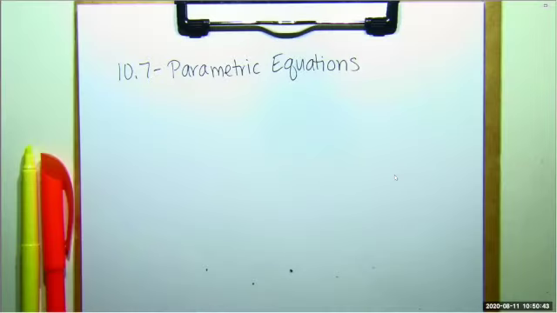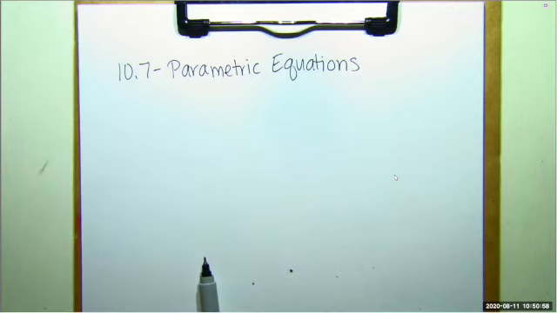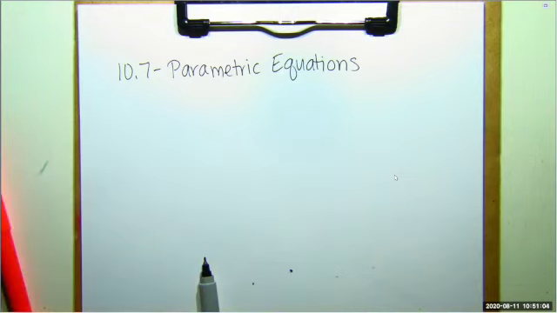Okay, so our next section here is section 10.7 on what's called parametric equations. If it seems like we're jumping around a little bit, we kind of are. We're just finishing all the sections that the calculus teachers want you to see before you get there. Parametric equations turn up very often in physics.